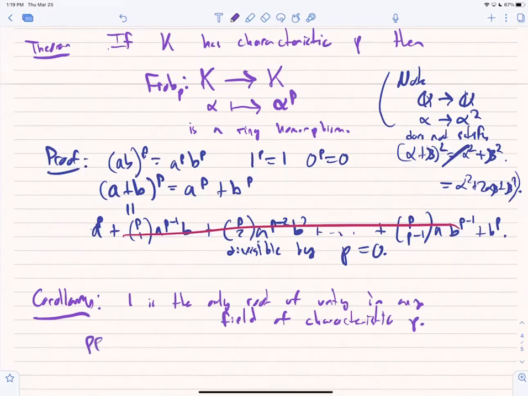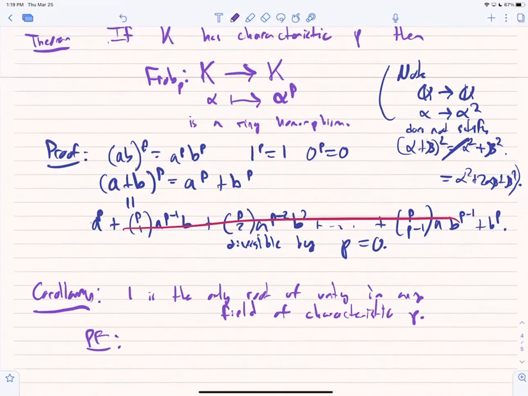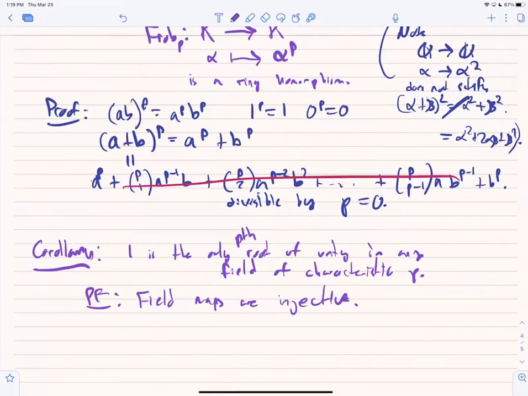And so the proof: field maps are injective. So this is a map of fields. It's automatically injective, but we already know 1 maps to 1. So good. Another way to see this is the computation we already made, that x to the p minus 1 is equal to x minus 1 to the p. So that says exactly that 1 is the only p-th root of unity.